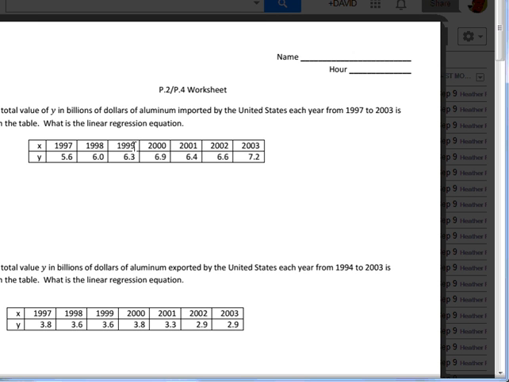This will help us have some context for the numbers we're putting in, so it isn't just simple little numbers. These will be real world numbers. The total value Y in billions of dollars of aluminum imported by the United States each year from 1997 to 2003 is given in the table. What's the linear regression equation? Well, we have to put these numbers into our lists. Our X's go in list 1, and our Y's go in list 2.